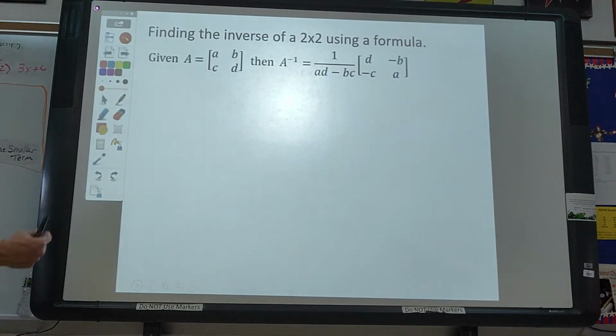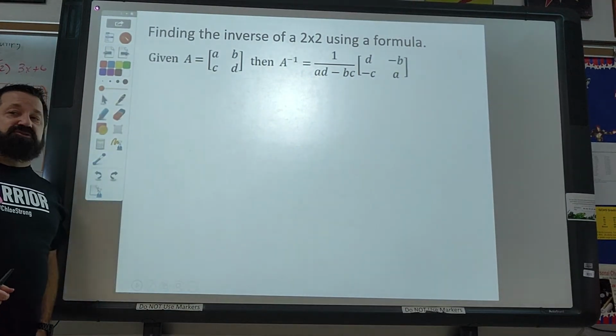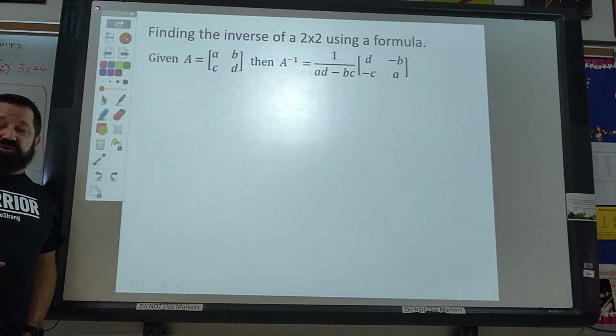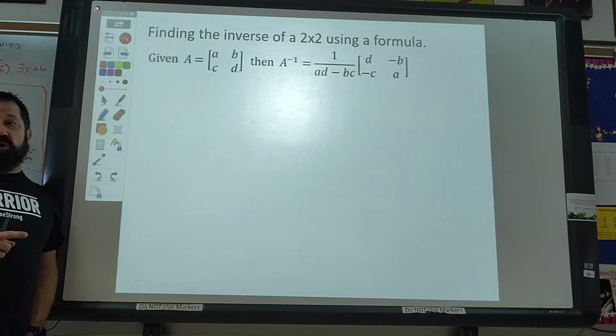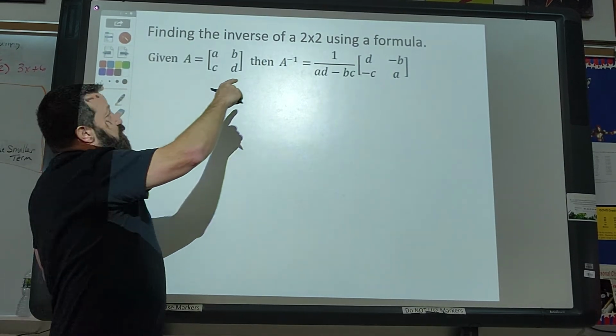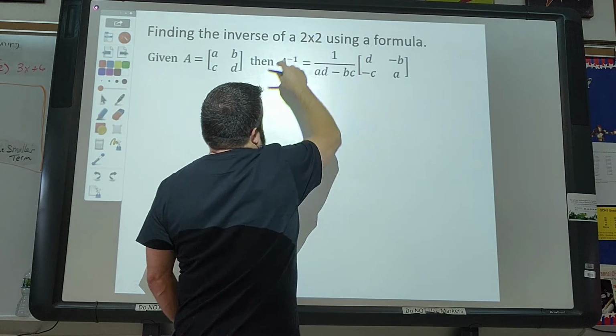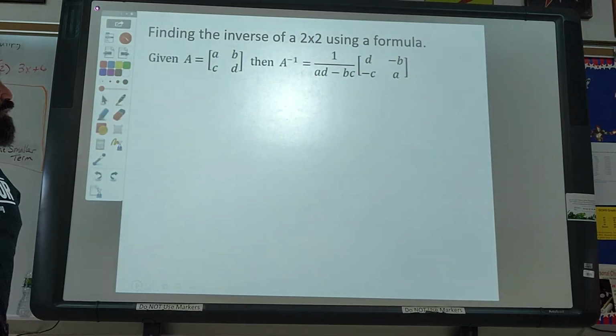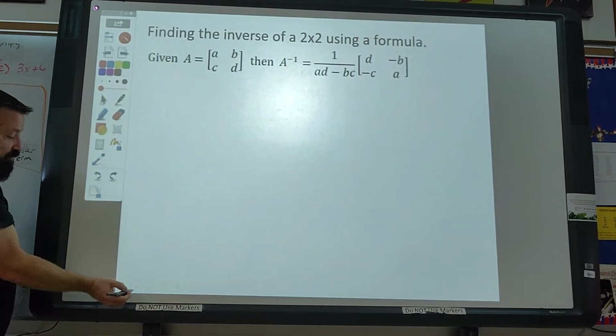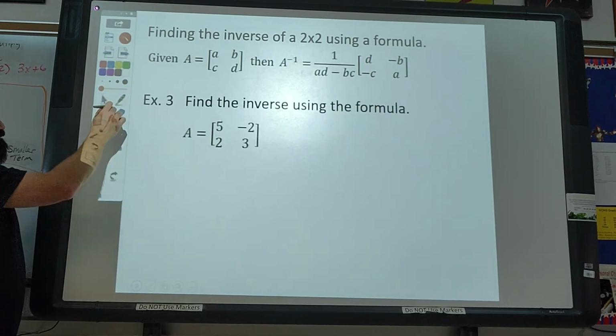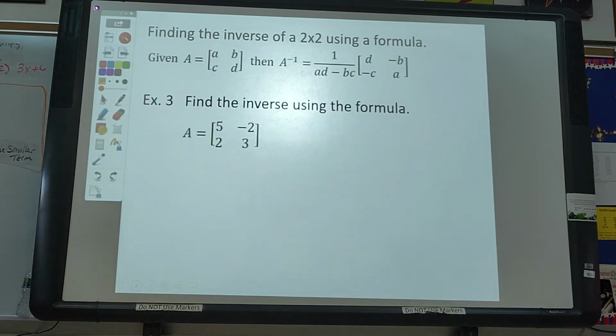So the method that I just showed you guys on how to find the inverse matrix by taking the original matrix and the identity matrix that pairs up with it and joining them together and transforming all the elements into ones and zeros, that always works. But if you're dealing with a 2 by 2, so this only works for a 2 by 2, this formula will also work. So I'm going to demonstrate that for you here with example number 3.